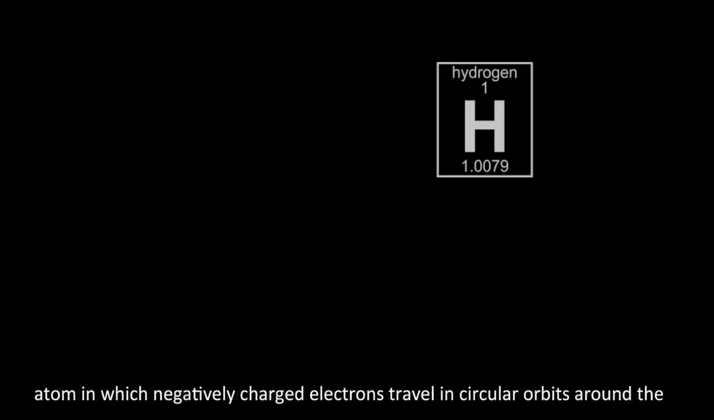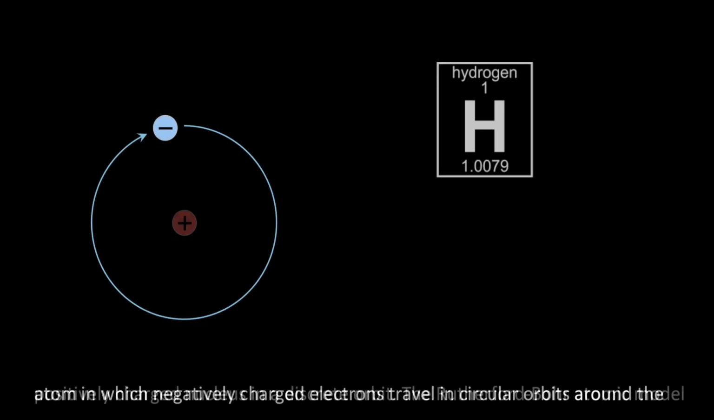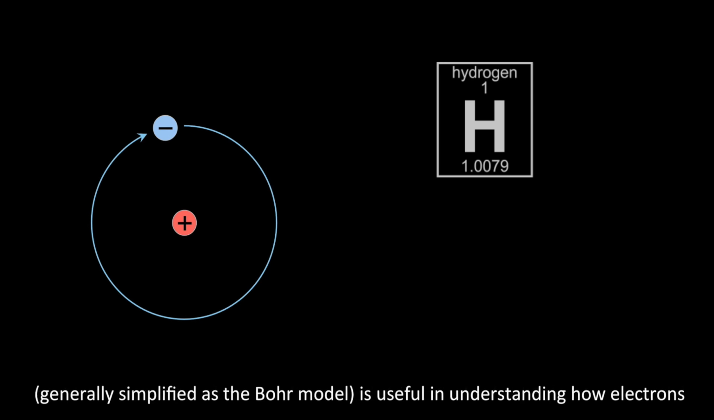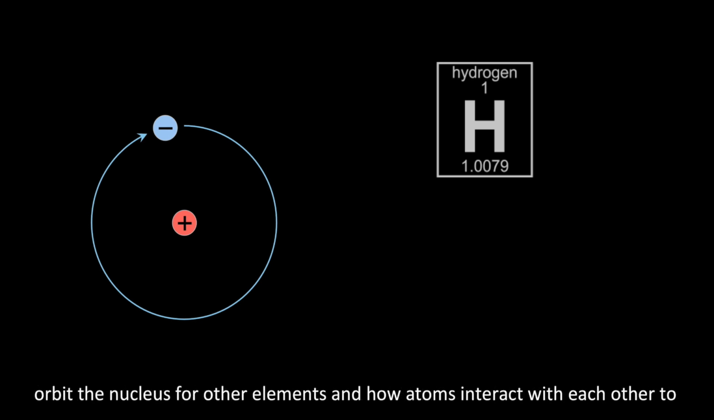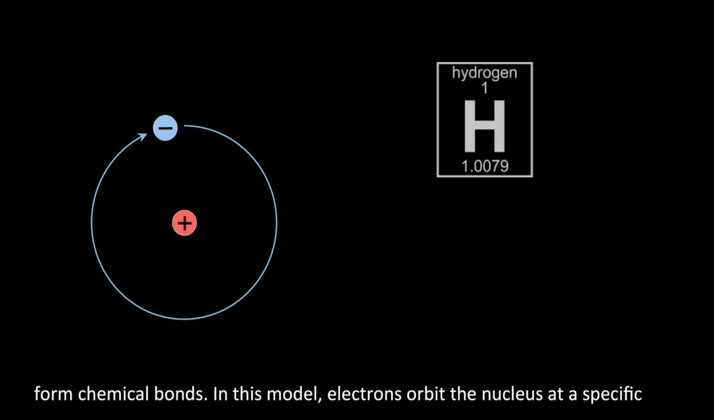In 1913, Niels Bohr and Ernest Rutherford proposed a model of the hydrogen atom in which negatively charged electrons travel in circular orbits around the positively charged nucleus in a discrete orbit. The Rutherford-Bohr atomic model, generally simplified as the Bohr Model, is useful in understanding how electrons orbit the nucleus for other elements and how atoms interact with each other to form chemical bonds.